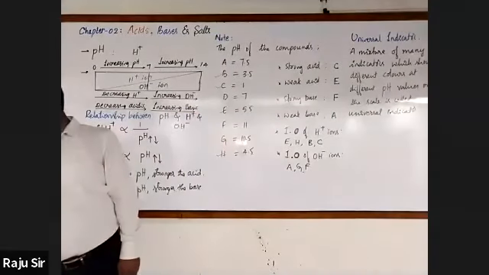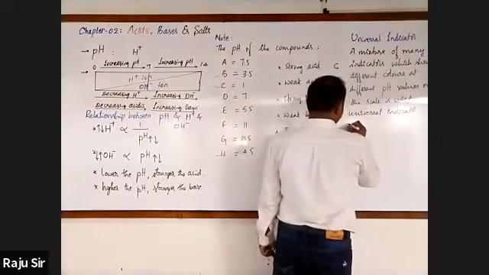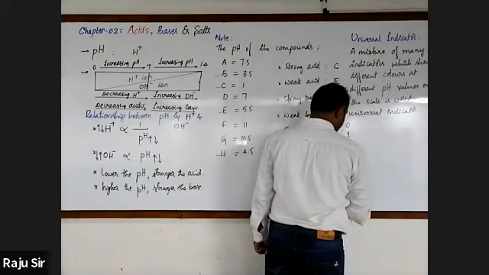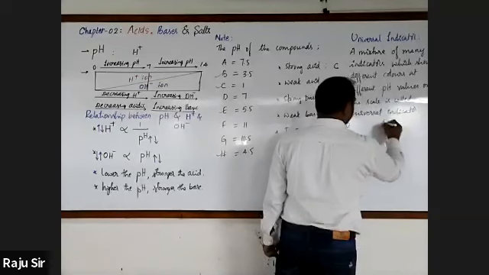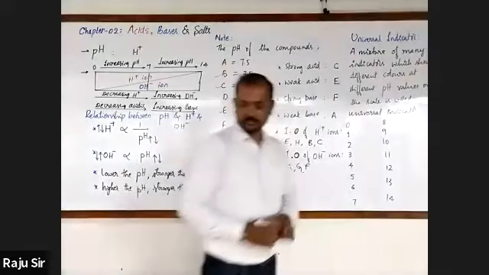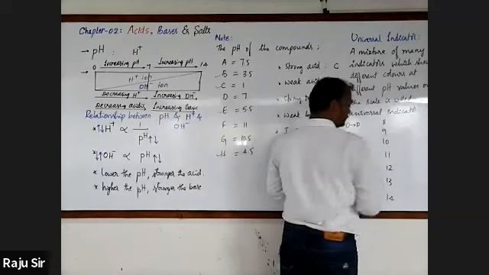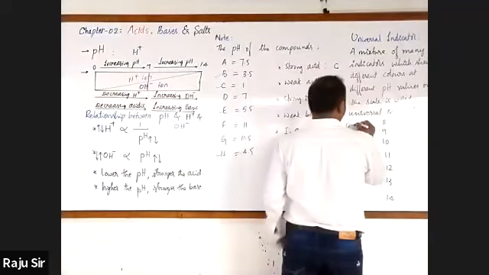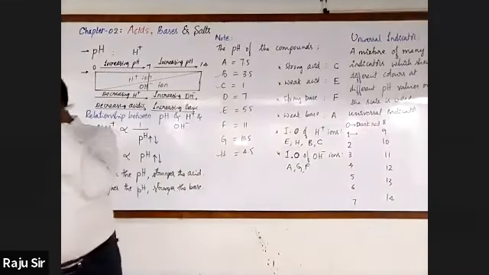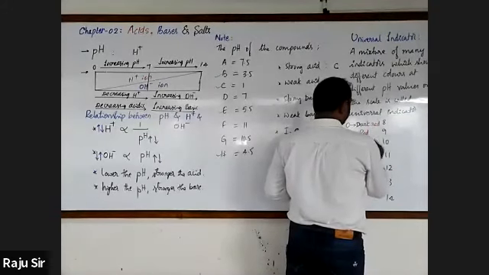Color code. Go for writing the numbers from 0 to 14: 0, 1, 2, 3, 4, 5, 6, 7, then 8, 9, 10, 11, 12, 13, 14. Let me give you the colors. If it is 0, it is dark red. If it is 1, just red. If it is 2, orange, light red.